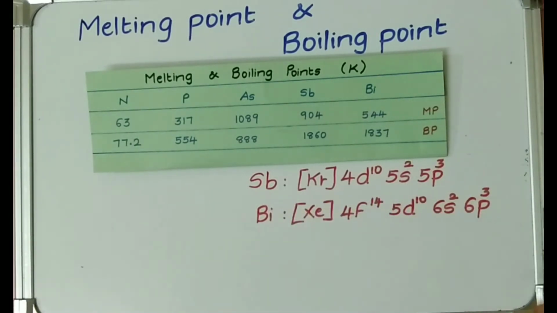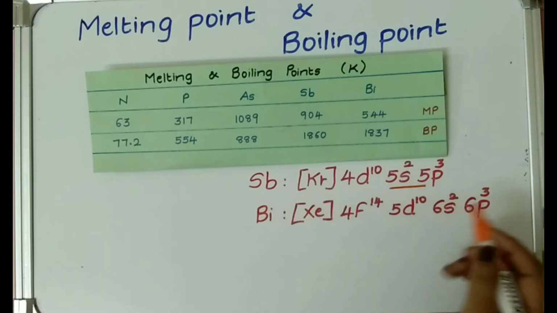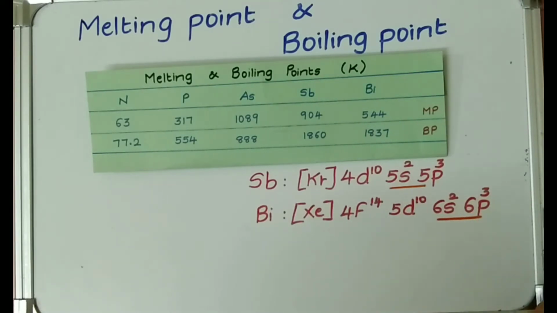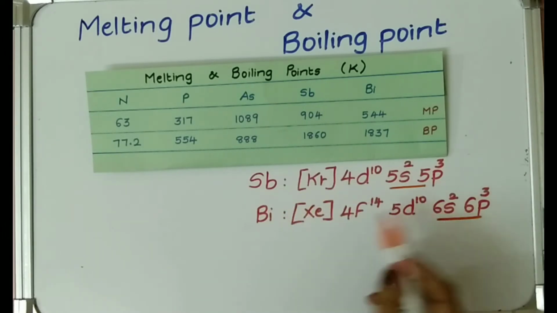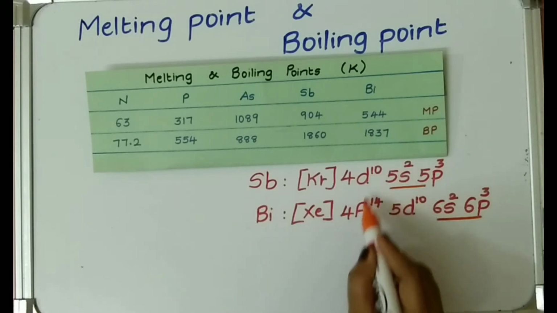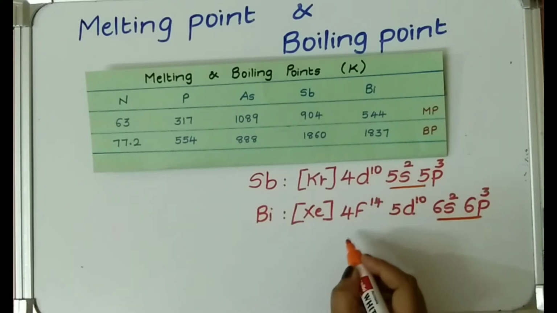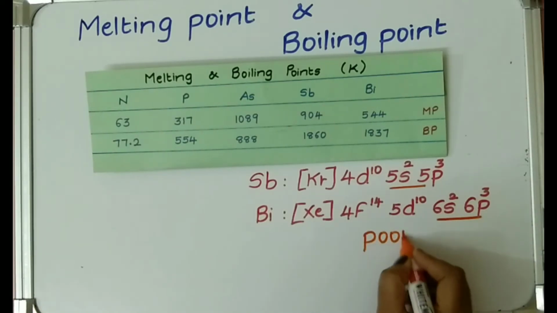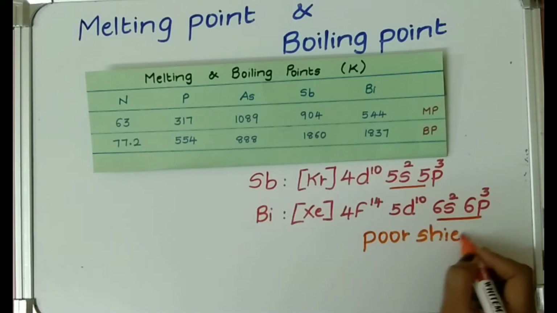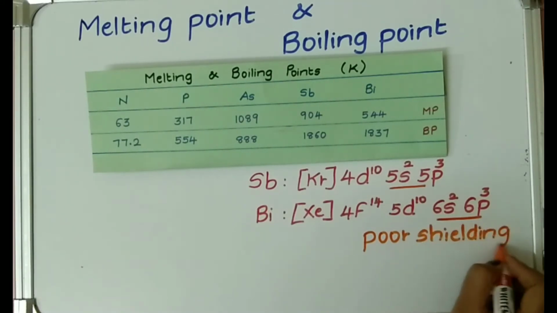So see the electronic configuration. Antimony has 5 electron shells, correct, filled up to 5. Bismuth has 6 electron shells, correct. Now in antimony and bismuth, you can see that d orbital is present, and in bismuth f and d both are present. Now we know that f and d orbitals provide poor shielding effect, correct, they provide poor shielding effect.